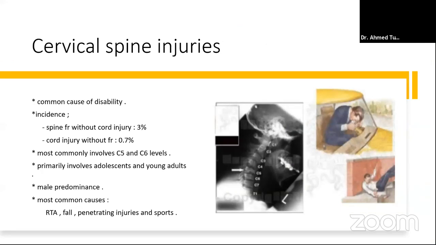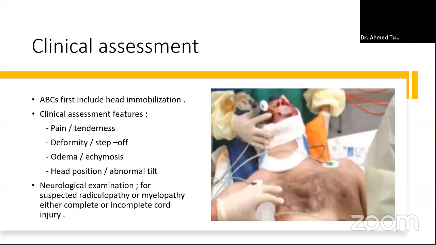Cervical spine injuries are a common cause of disability. Incidence: spine fracture without cord injury accounts for around 3%. Cord injury without fracture accounts for 0.7%. Most commonly involved are the C5 and C6 levels. It primarily involves adolescents and young adults, with a male predominance. The most common causes are RTA, falls, penetrating injuries, and sports.